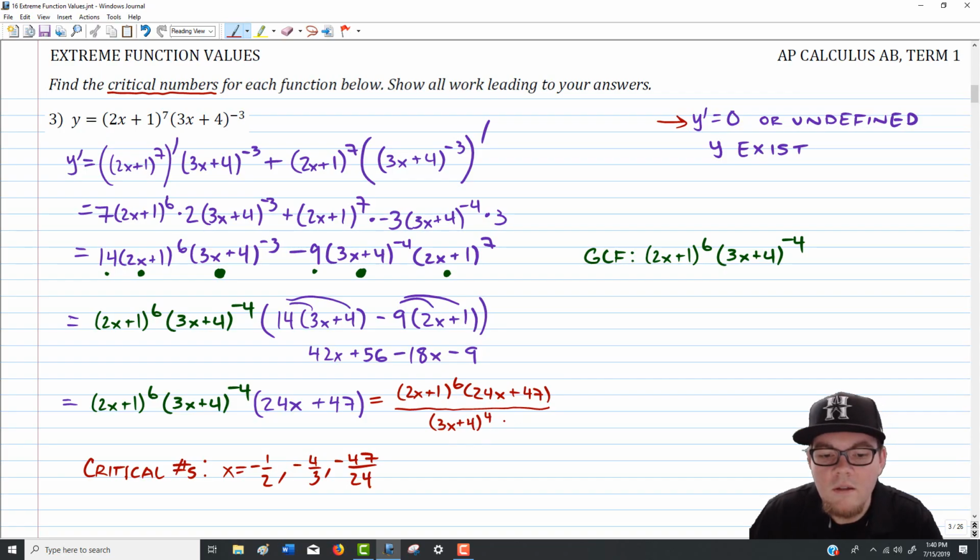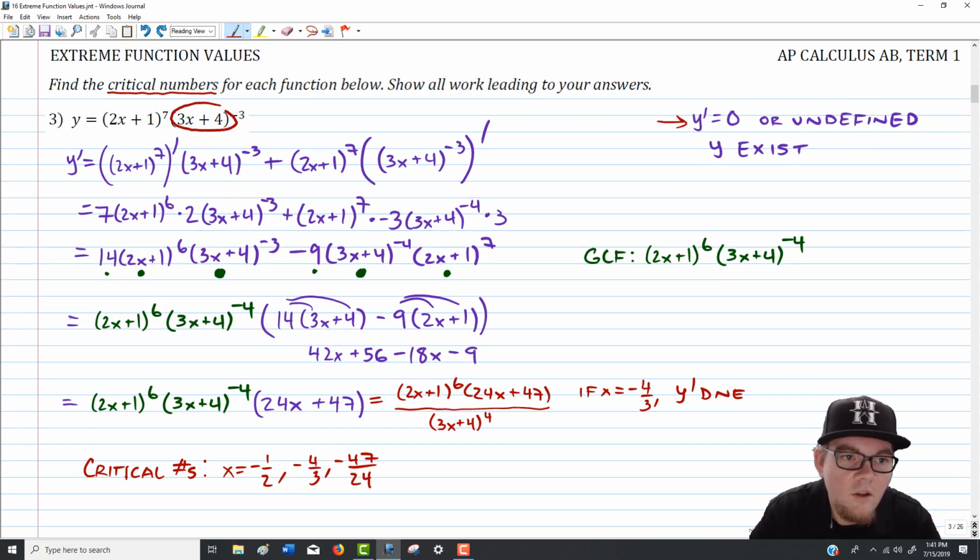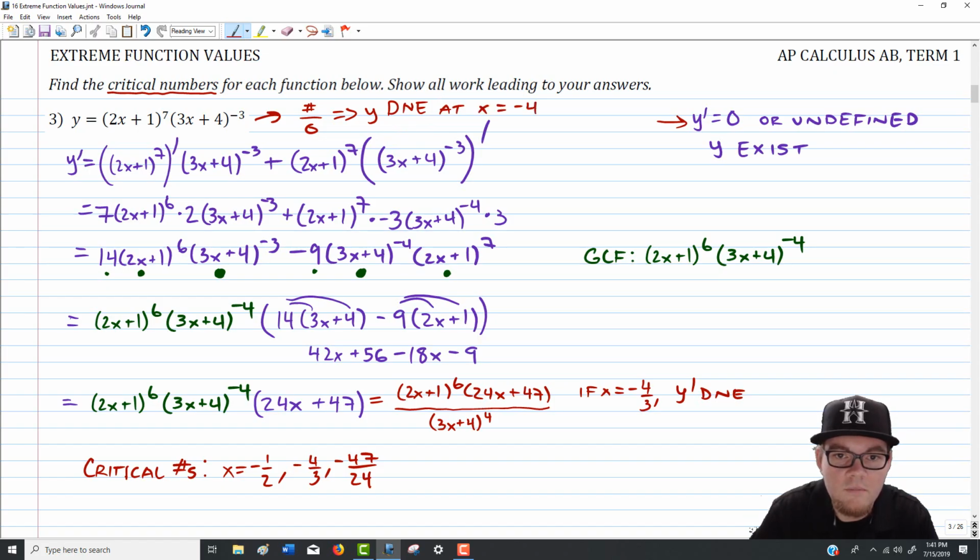Now, why is that relevant? Well, if x equals negative 4/3, y prime does not exist. So at first you might say, okay, well that's fine, y prime doesn't exist. We said it could be undefined, but here's the problem. If you go into your original function and put negative 4/3 in, you'll end up with 0 to the negative 3rd power, which would absolutely lead to a number over 0, which means y is not defined. Or let's just say it this way. Y does not exist at x equals negative 4/3. So in fact, we do not have a critical number right there.